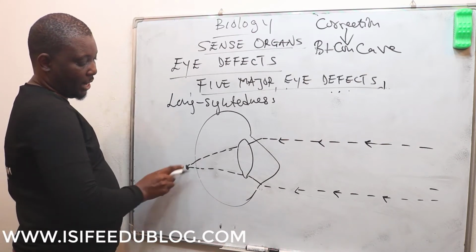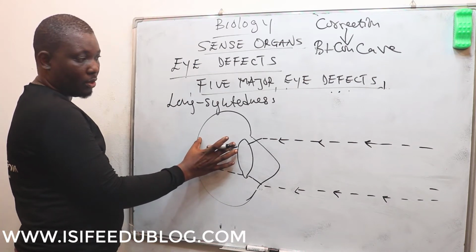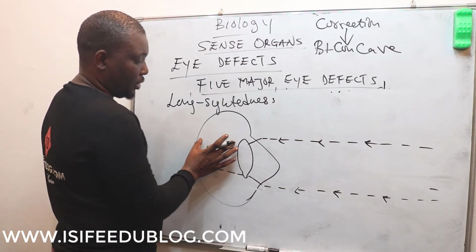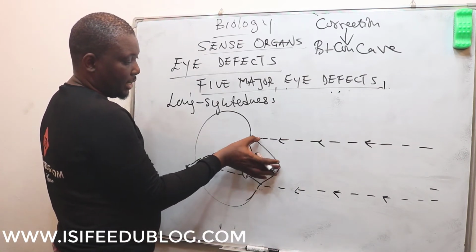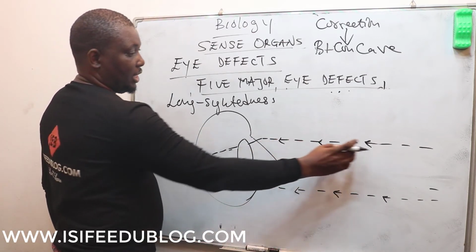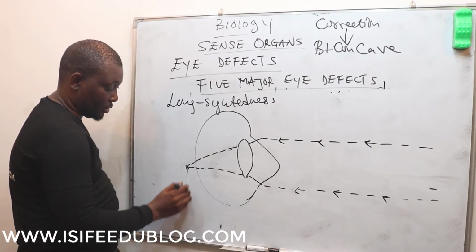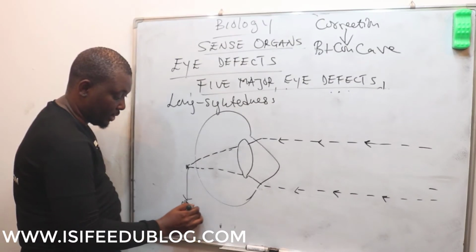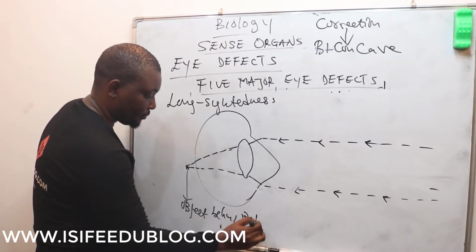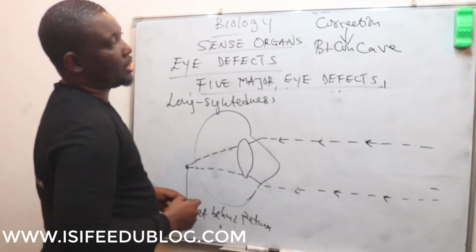Look at the reasons why this is falling here and not here. Because the eyeball is too small. Not only is the eyeball too small, the cornea does not have much effect on curving the light. So before the light is focused, it falls behind. So this is what? Objects focused behind the retina. But it can be corrected. How do you correct this?